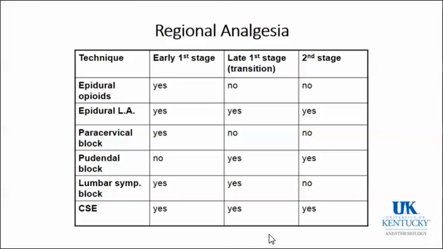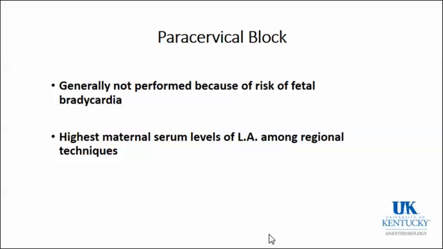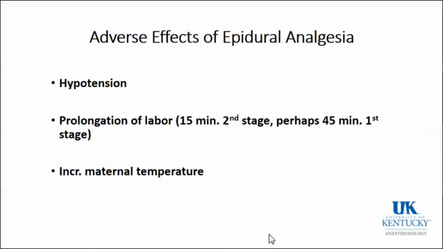And this is just a nice little table to look at to see different types of regional analgesia and what they will cover and won't cover in terms of first versus second stage of labor. As I mentioned, paracervical block, although it does treat first stage labor pain, we don't use it because of the risk of fetal bradycardia, which is felt to be due to the high levels of local anesthetic. Another thing to keep in mind with a paracervical block is that it produces the highest maternal serum levels of local anesthetic among all the various regional techniques.